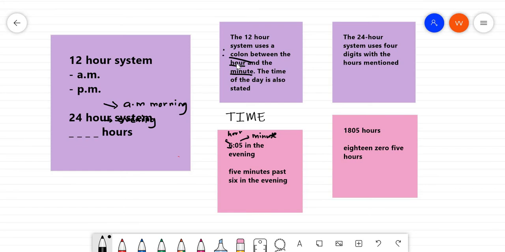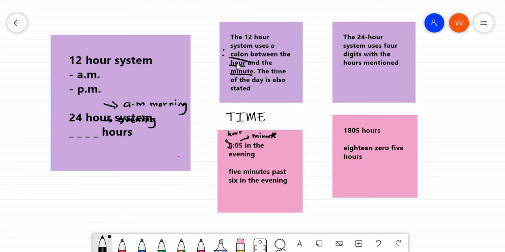Okay, how to write 6:05 in the evening in words? This is the way to write the time in words: 5 minutes past 6 in the evening. It shows you the 12-hour system, and this is how to write the 12-hour system in words. It is 5 minutes past 6 in the evening.